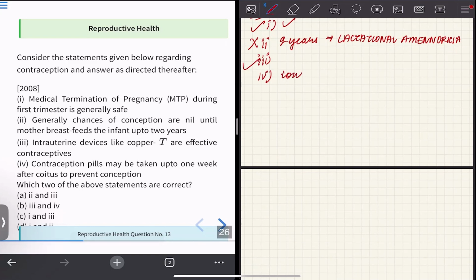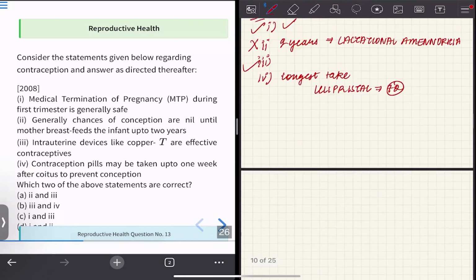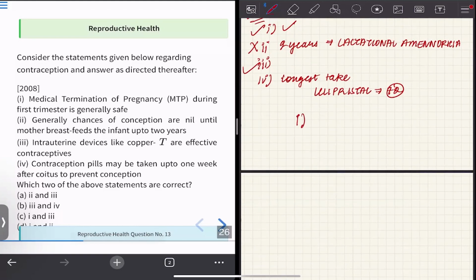The longest you can take a pill is after 72 hours. We have a pill named Ulipristal, and this Ulipristal has the maximum capacity, so it has to be taken within 72 hours. One week, we do not usually wait for the contraceptive. So the correct ones in these options are the first and third option, which is our option C.